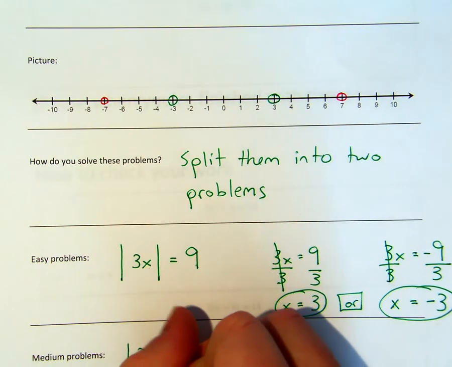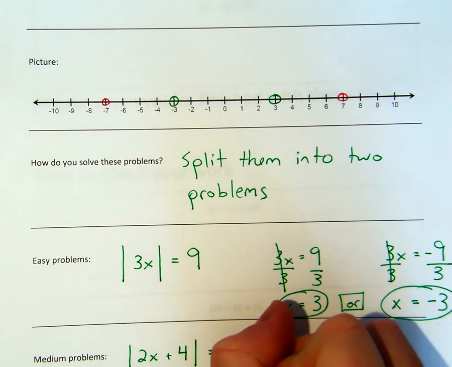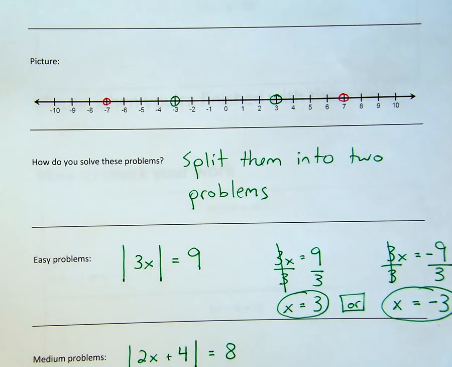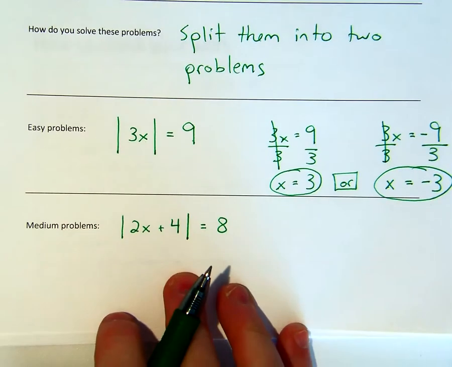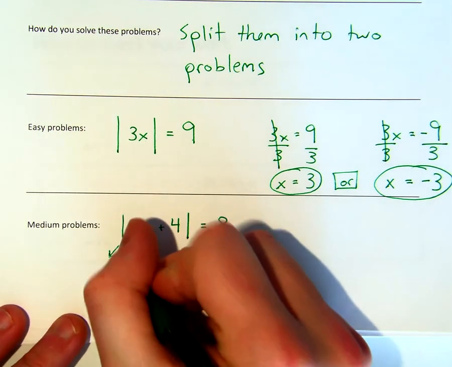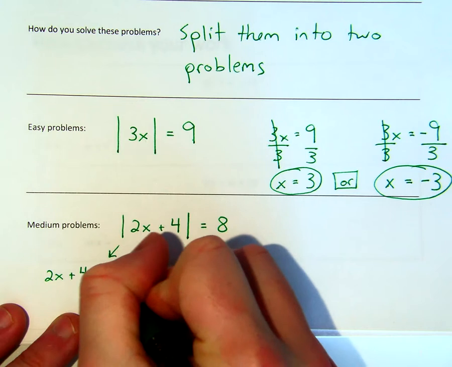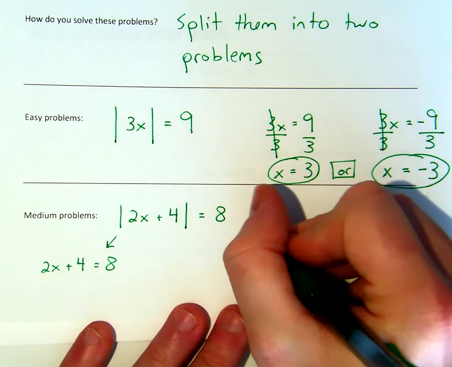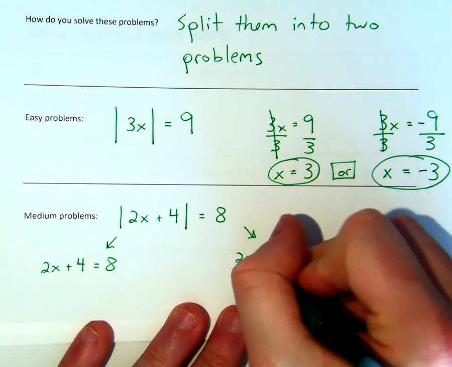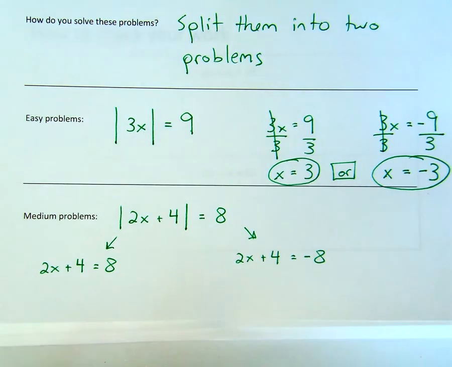The medium problems might look something like this. Absolute value of 2x plus 4 equals 8. It follows the same rules as the ones above it. We're going to split this into 2 problems. One problem is going to be 2x plus 4 equals 8. The other problem, 2x plus 4 equals negative 8.